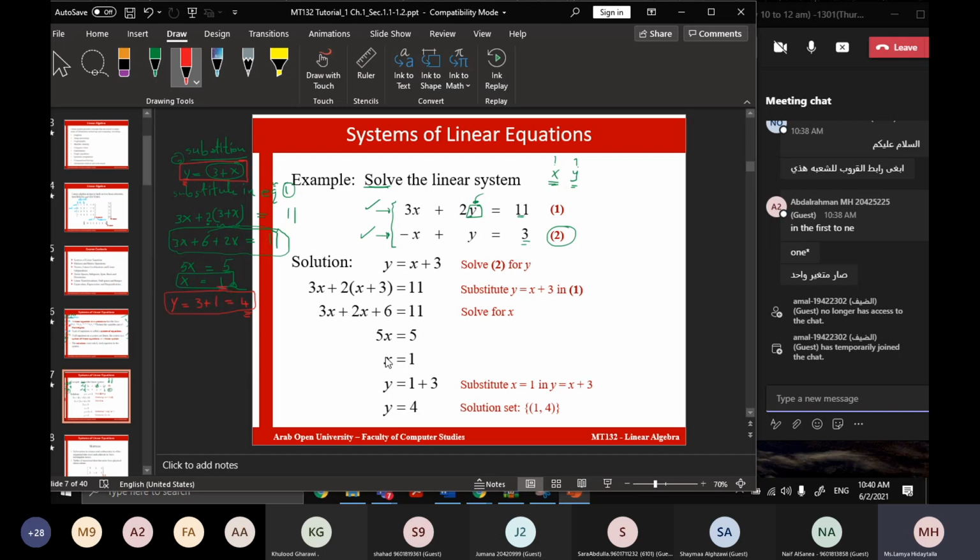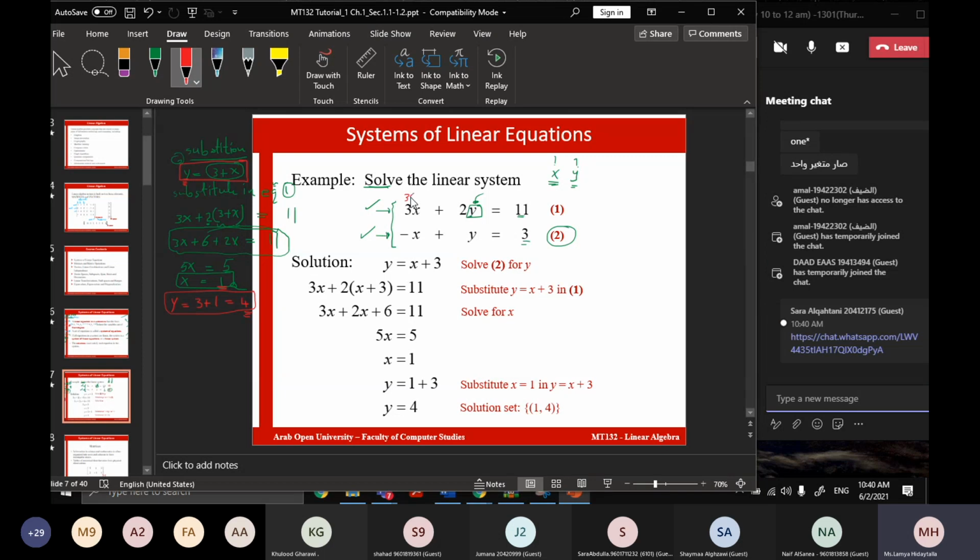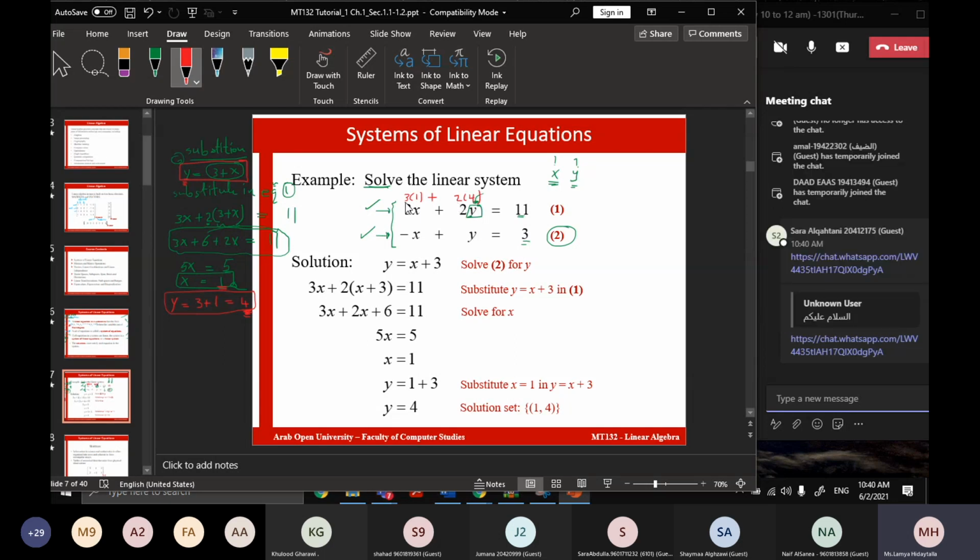طيب, to make sure that you get the correct solution, what you will do, just come back and substitute here. Okay, احنا عندنا x كم 1, so 3 times 1 plus 2 times y كم 4, plus 2 times 4. Isn't it 11? Yeah, 2 times 4, 8. 8 plus 3, 11. So it is 11. It is correct. طيب, now what about the other one?